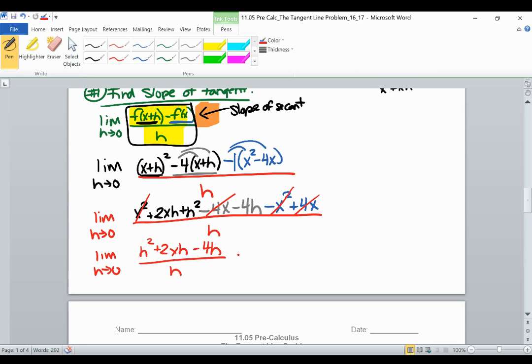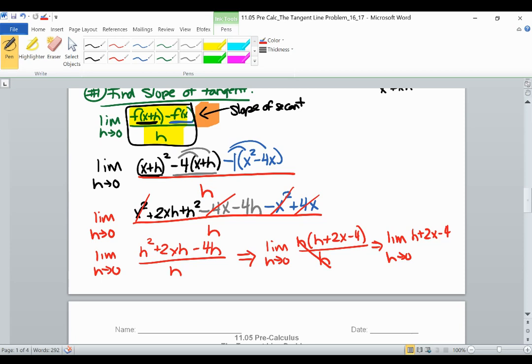All right, so not much I can do here, except I have a GCF in my numerator, so I'm going to factor that numerator out. You could also think about dividing each term individually by that h as well. So if I factor out an h, I'd be left with h plus 2x minus 4 over h. The h's are now going to cancel, and I have the limit as h approaches 0 of h plus 2x minus 4.